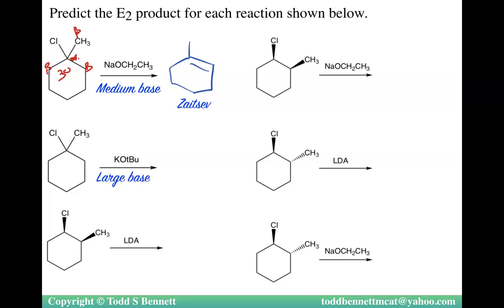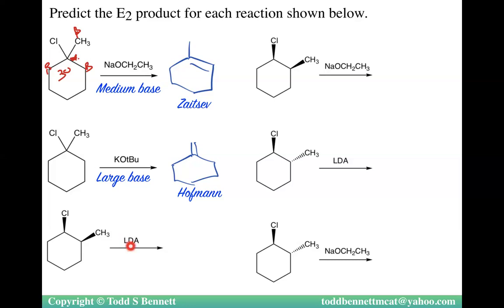So I've got to go with Hoffman elimination. Instead of going on the inside of the ring, it's now going to have to go to the top of the ring. So that's your Hoffman elimination. So medium or small leads to Zaitsev. Small definitely Zaitsev. Medium, predominantly Zaitsev with some Hoffman. And then large base, Hoffman.